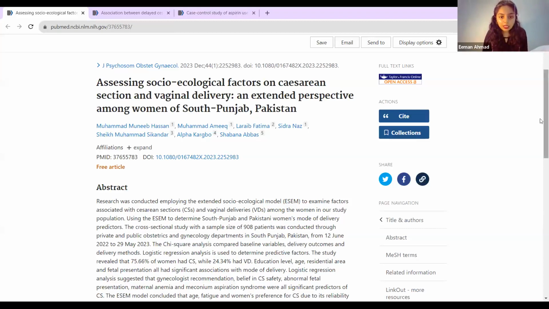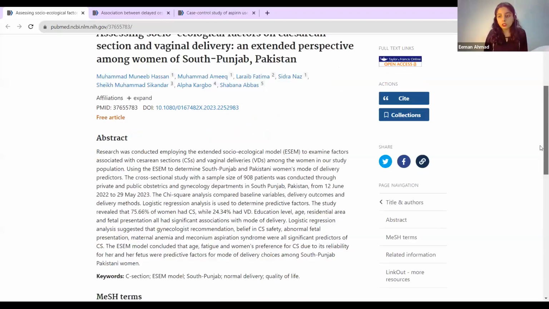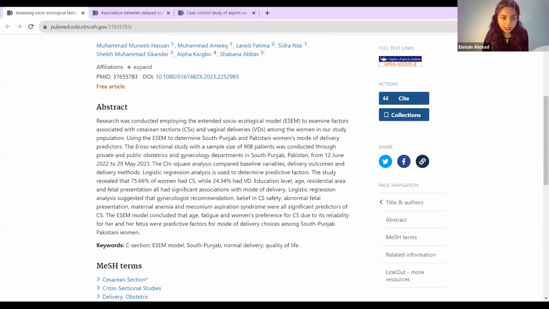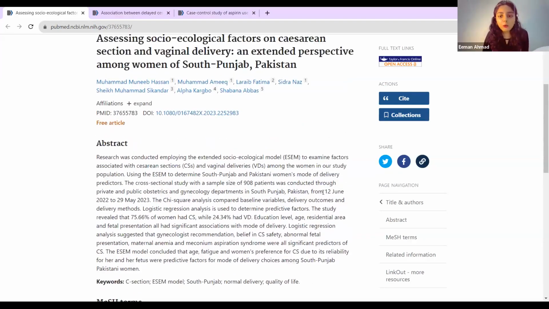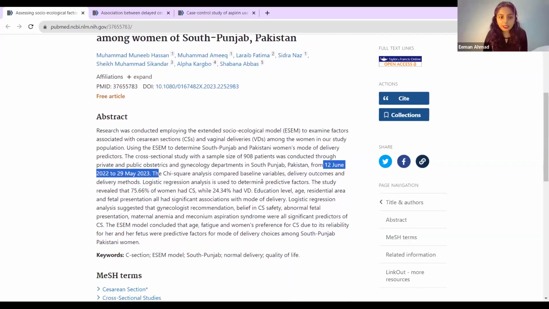First of all, usually it's mentioned that it's a cross-sectional study. Yeah, so this says the cross-section study with a sample size of 908 patients was conducted, blah, blah, blah. You have one time frame. So their time frame is 12th June 2022 to 29th May 2023.